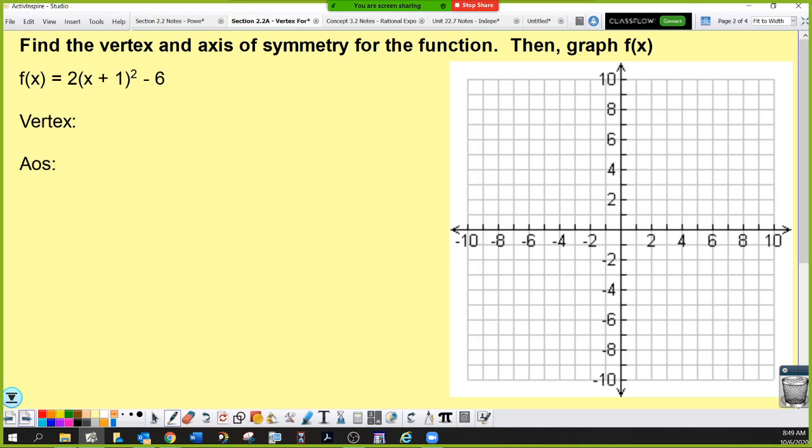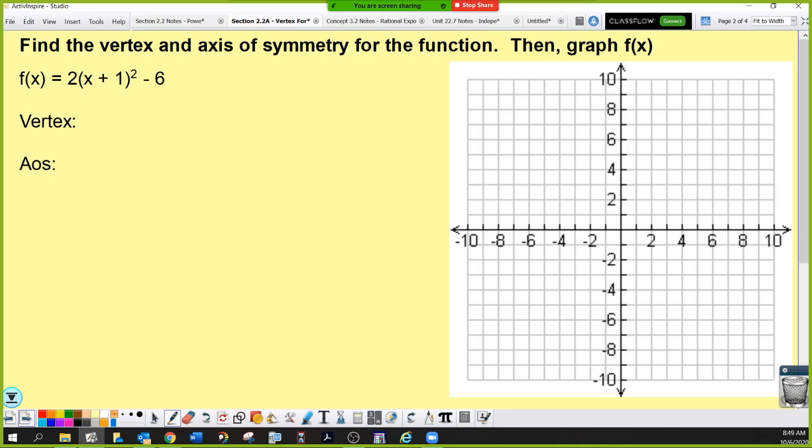Is vertex form difficult? No. Is standard form difficult? No. Is intercept form difficult? No. But if I just hand you a quadratic and say, do some stuff to it, and you can't figure out what form it is, you're going to have no idea how to do the stuff. That's what makes this difficult. Difficult, he says with air quotes. Again, a set of parentheses with an exponent, vertex form.